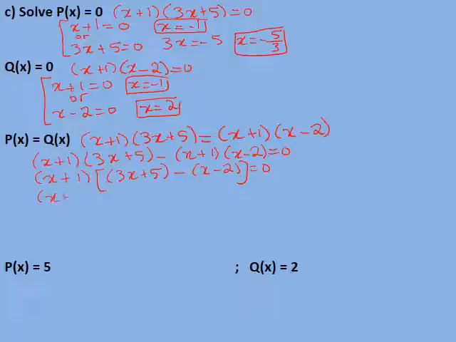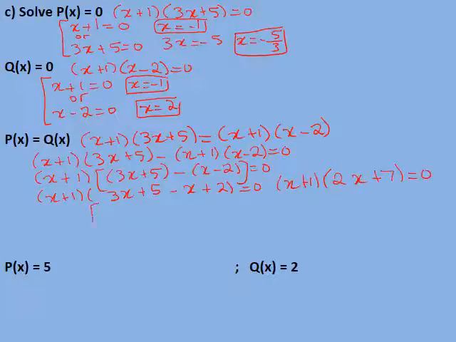Then (x+1) into (3x+5), multiplied by minus (x minus 2), is equal to 0. Then (x+1) into, reducing, 3x minus x, 2x, 2x plus 7 is equal to 0.